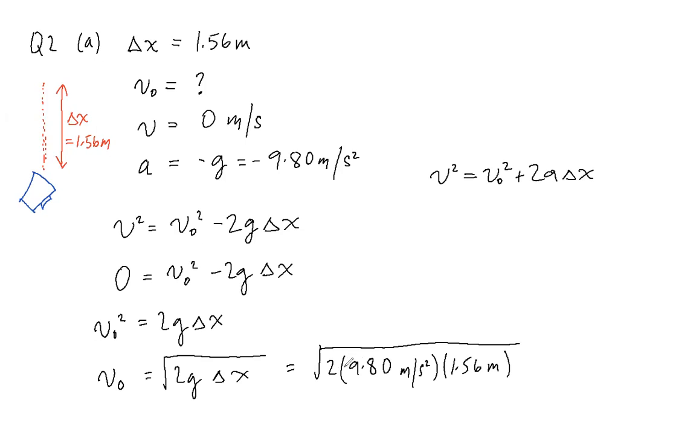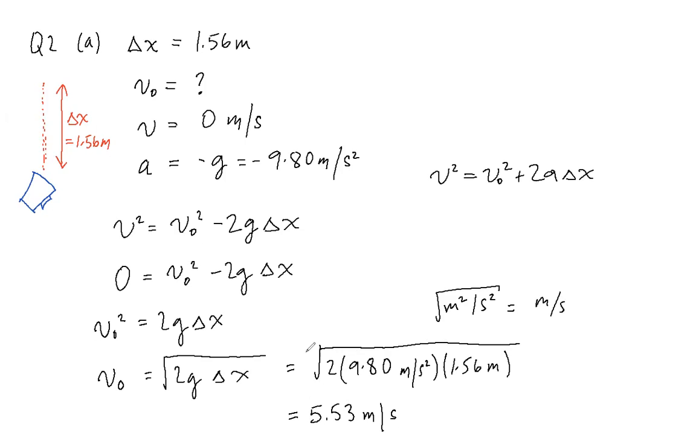Okay, and so you multiply these numbers and then take the square root of the result. You do that on your calculator, and you're supposed to get 5.53 meters per second, right? Because you see here, I've got meters times meters, that's meters squared per second squared, but then I take the square root of that, so that gives me meters per second. So it all works out, okay? So that's part A.